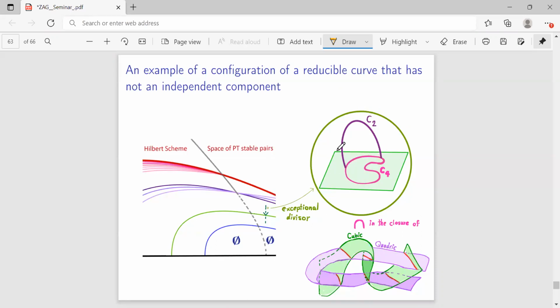This obviously has degree 6, and you can compute that the genus is 4. So that has the Hilbert polynomial 6t minus 3, but it doesn't have its own component in the Hilbert scheme. And why is that? Because this appears as the exceptional divisor of this wall crossing here. So this basically lives in the closure of this main component instead, because the main component was here.